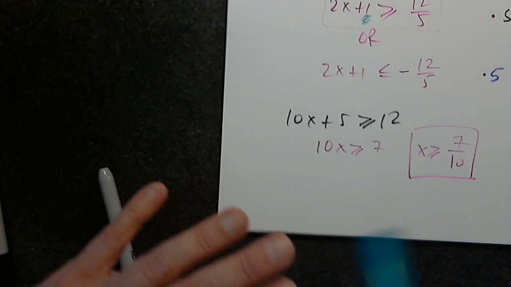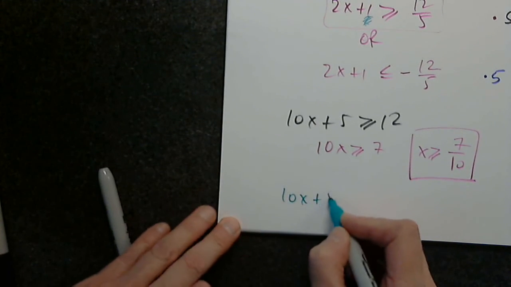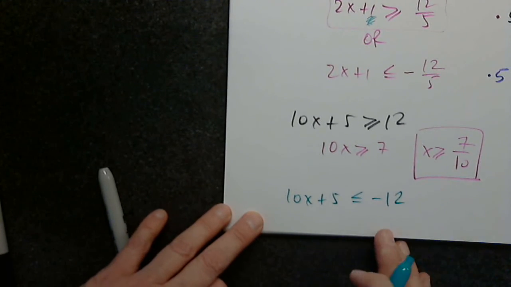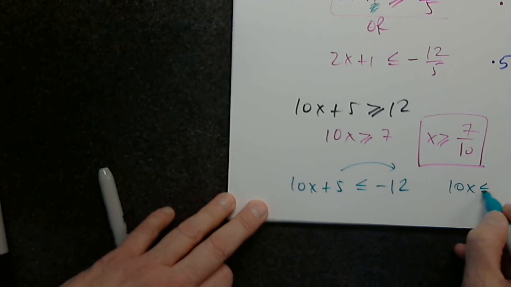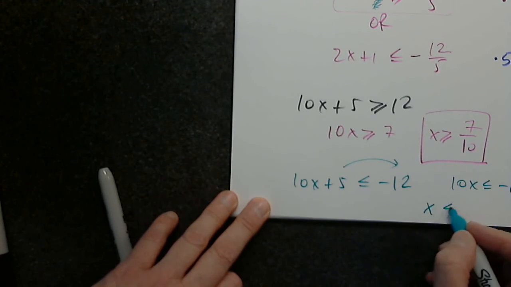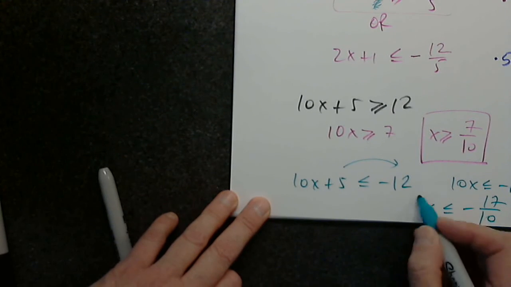Okay, so the other one is 10x plus 5 less than or equal to negative 12. I move 5, as we know, 10x less than or equal to negative 17. So x less than or equal to negative 17 divided by 10.